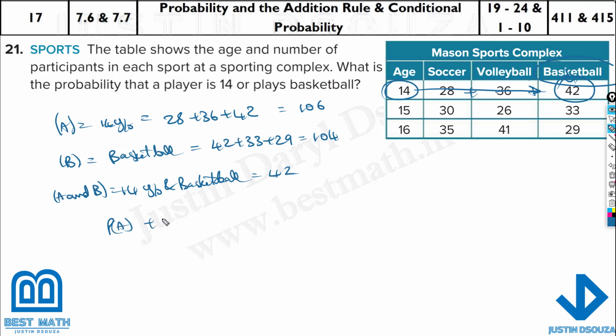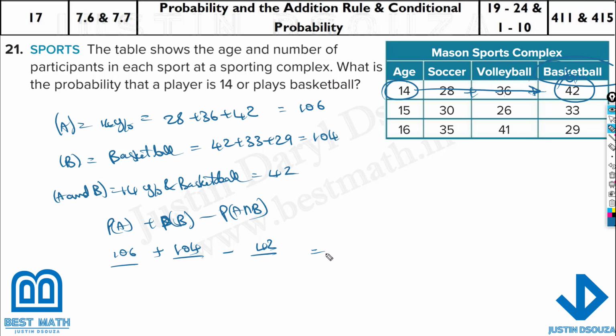Probability of A plus probability of B minus probability of A and B. Now, how do we write it? Is it 106? Yes, but we need to find the total as well. What is the total? You need to add all the boxes here. It's this plus all the numbers needs to be added. We'll just use the calculator because there are plenty of values. That is written divided by. Here it is 104 divided by the total minus 42 divided by the total.